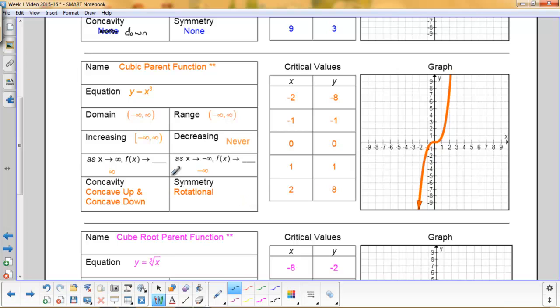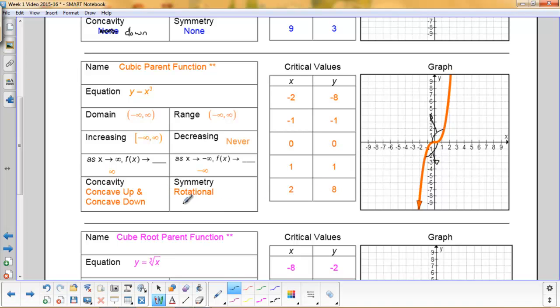Notice we have concave up and concave down. Let's take a look at this. Notice that you have a curved surface here, which is facing roughly downward. Notice you have a separate surface here, which is facing upward, and that's how you get your concave up and concave down concavity for a single parent function.